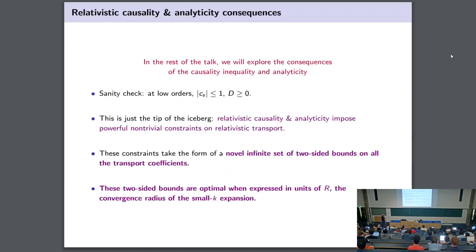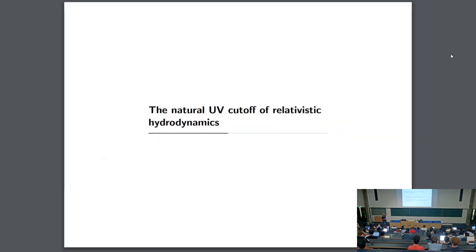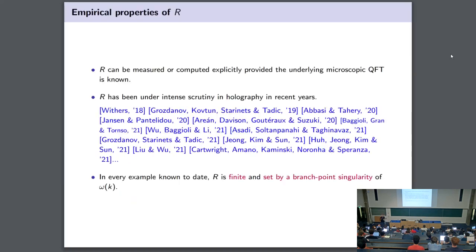So now I told you that the optimal energy scale to measure the transport coefficients is this capital R, the convergence radius of this small momentum expansion, so I want to devote some time to it. Okay, so first, obvious point. R can be either measured or computed explicitly if the underlying microscopic quantum theory in consideration is known.